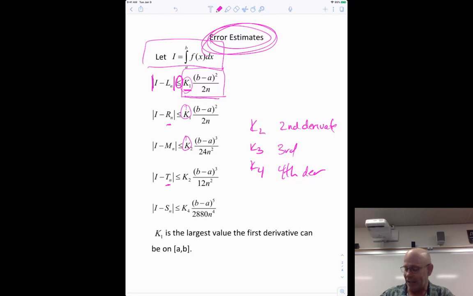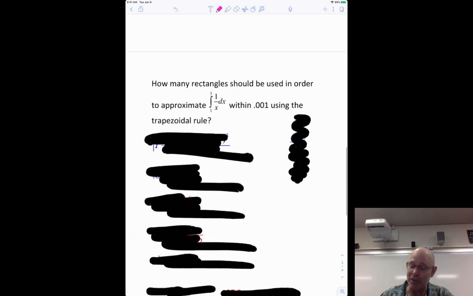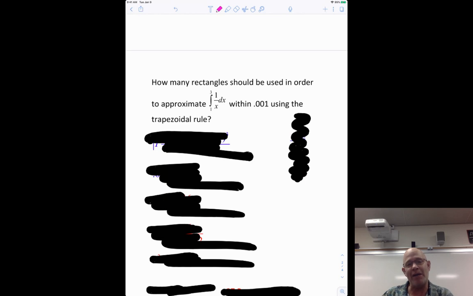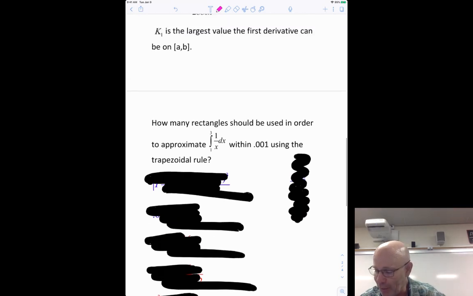The advantage to this is you can actually, before a problem starts, figure out how many rectangles to use to get it within a certain area. So here's a little example problem. So basically, up till this point, the problems are going to give you a function.